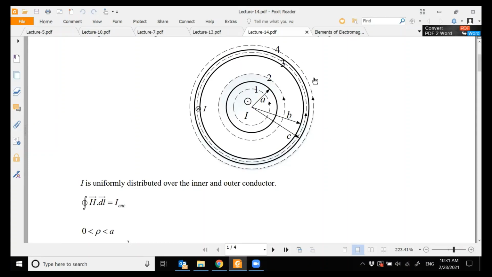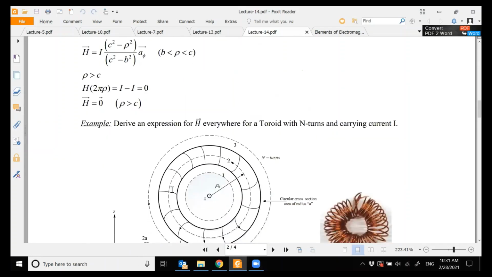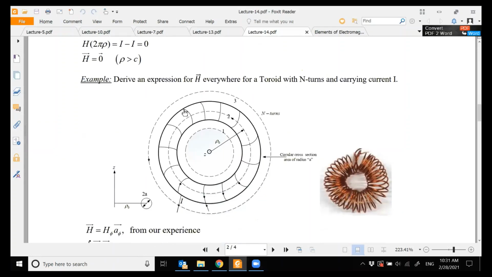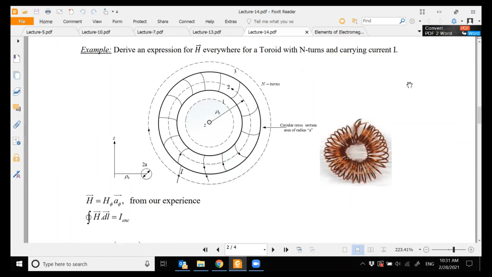Again, the cross section is uniform. Therefore you can use the idea of the ratios that we did in the previous class, and then you can go through this. Now let's go to this one. Derive an expression of H bar everywhere for a toroid with N turns and carrying current I.